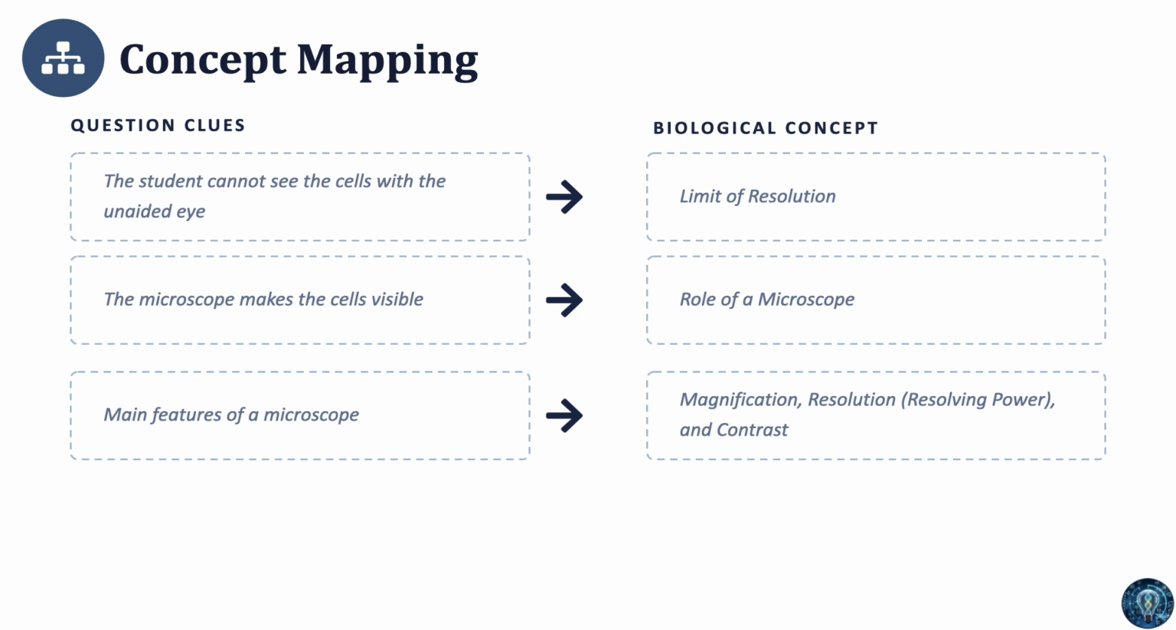Clue 3. State the three main features of a microscope. Concept. Recall the three key terms from your textbook: magnification, resolution, that is resolving power, and contrast. See how every clue points to a specific concept? Once you identify these concept clues, writing the answer becomes much easier.